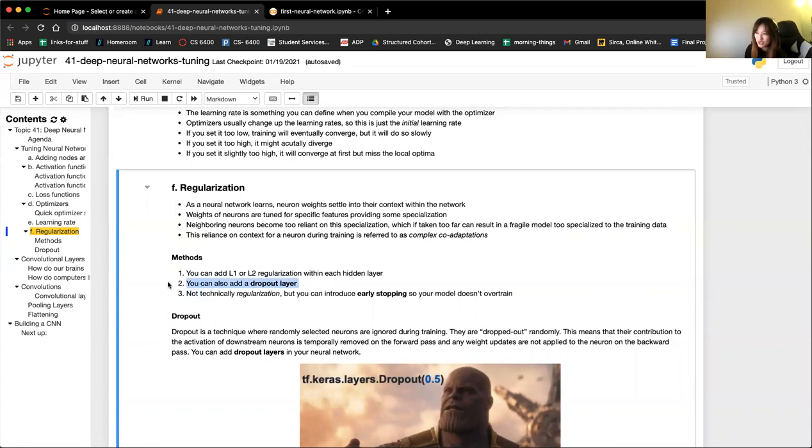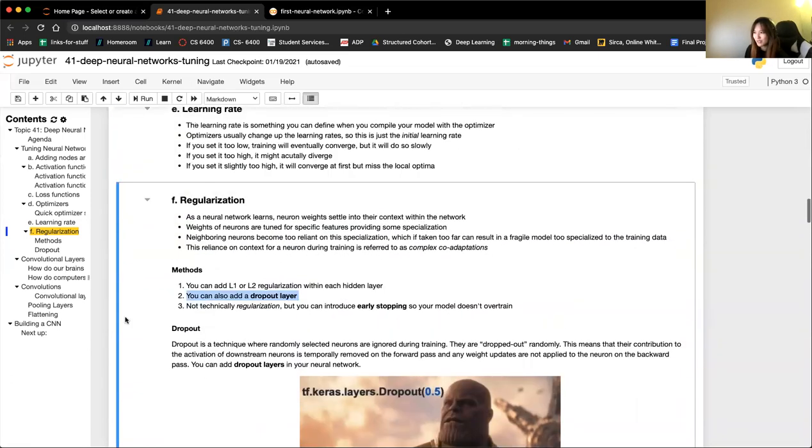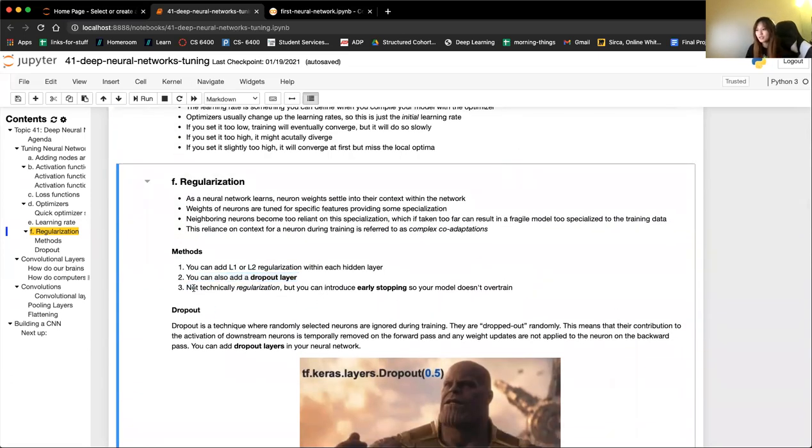Something else you can do is a dropout layer, and I'll talk about dropout layers in a little bit. But there's also a third method, which is more preferred for neural networks, especially when you don't want to overtrain, called early stopping, so your model doesn't overtrain. And that I'll get into a little bit more later as well.